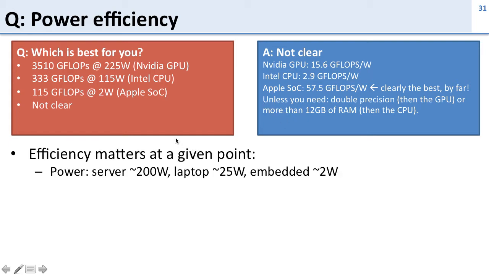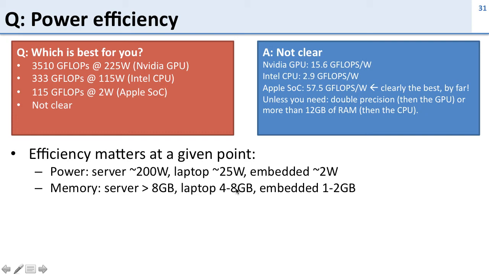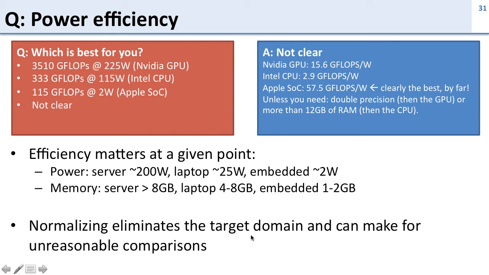So efficiency is something you should look at at a given point, and you want to be careful about normalizing it. Looking at efficiency for a server machine, you're looking at about 200 watts and you have specific requirements on memory. If you're looking at a laptop, that's a very different design point, and embedded is another very different design point. The point of this analysis is that normalizing gets rid of the domain and makes things unreasonable. This device may look really good for doing double precision computation, but you couldn't possibly fit it into a mobile device, so you really can't do that comparison. You can't compare these numbers directly without losing the information about what the capabilities and domains are. So you need to be very careful when you're looking at power efficiency and normalizing things.